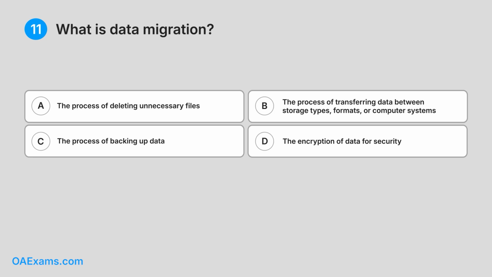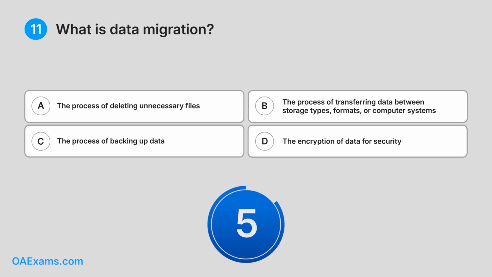11. What is data migration? A. The process of deleting unnecessary files. B. The process of transferring data between storage types, formats, or computer systems. C. The process of backing up data. D. The encryption of data for security. Do you know the answer?